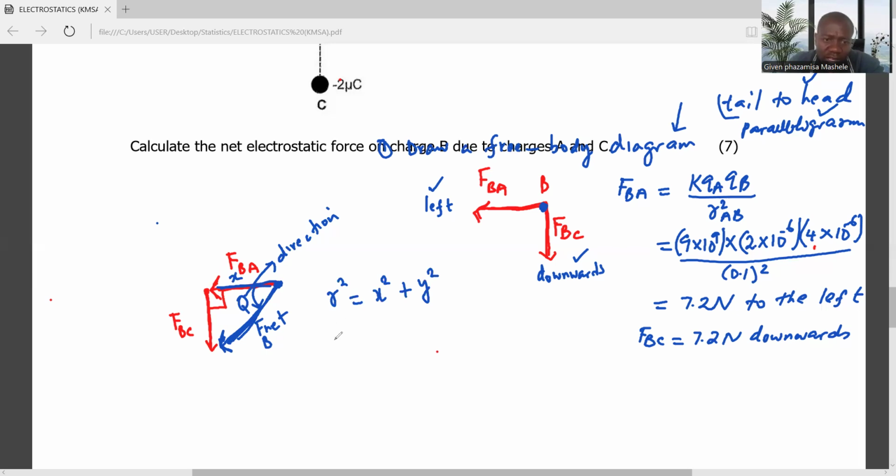The R is the F net at B squared. The X, we can take it as the force on B due to A, which is just 7.2 squared. Then the other one is 7.2 squared. Then it will give us the F net at B. Then we're going to work this out. So it's 7.2 squared plus 7.2 squared.